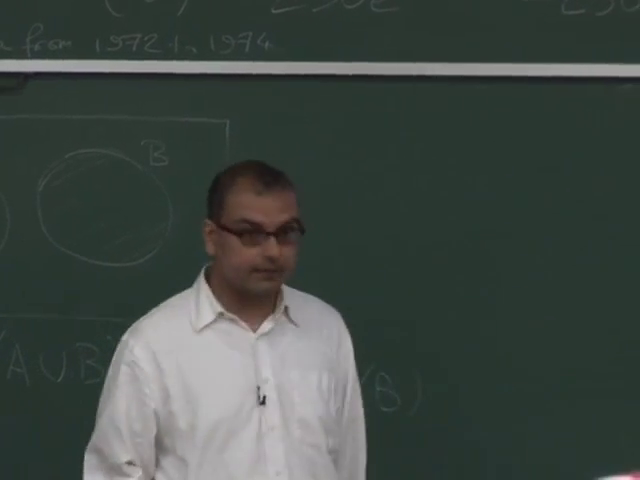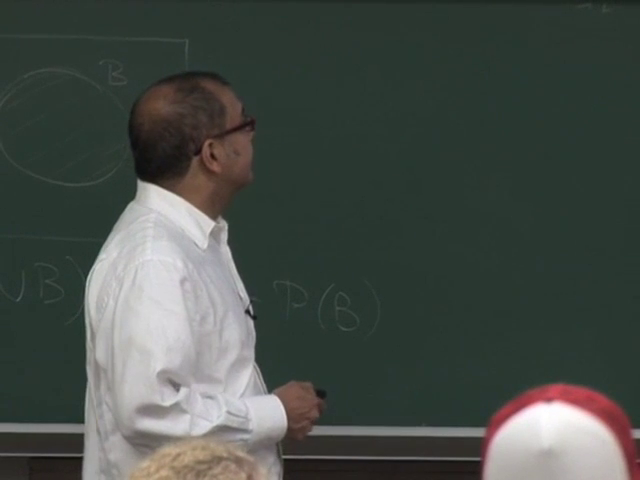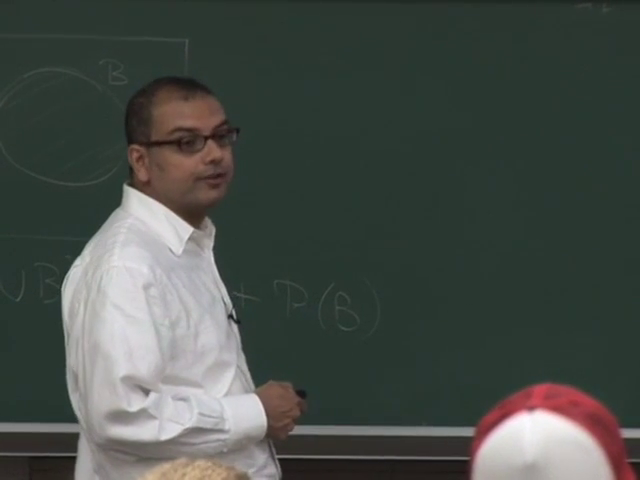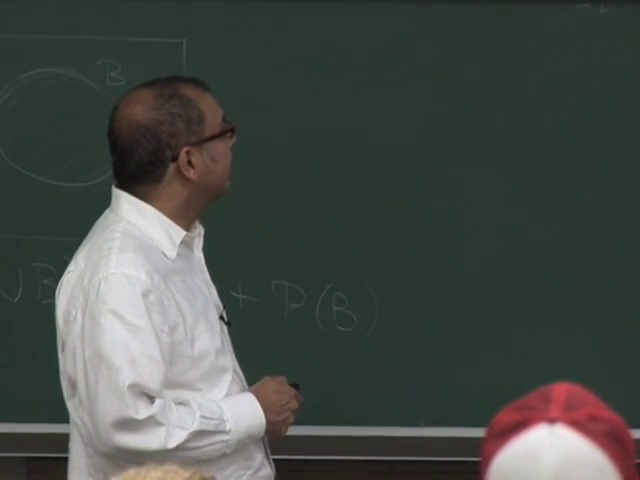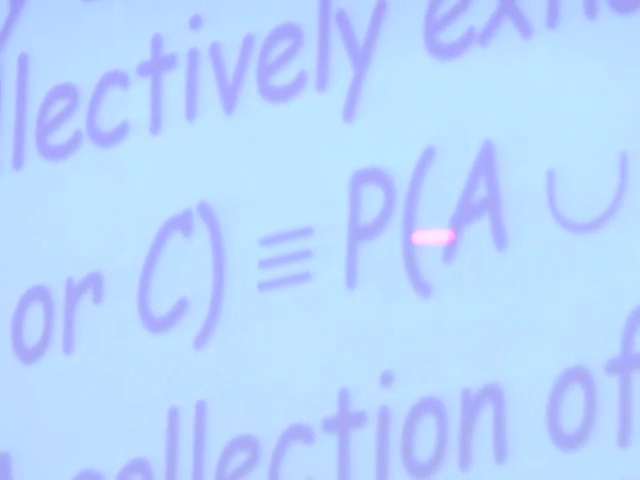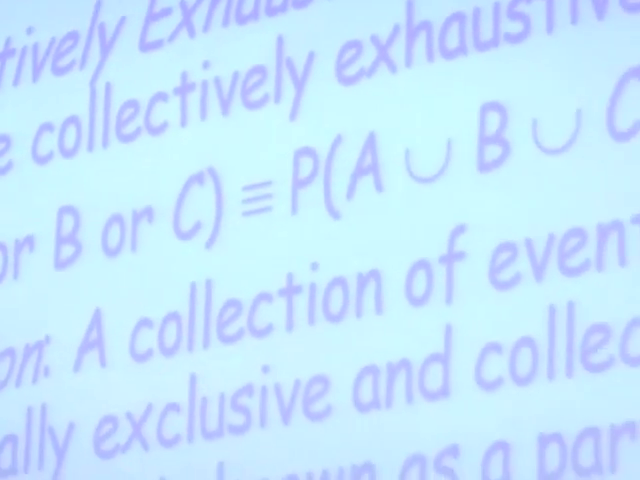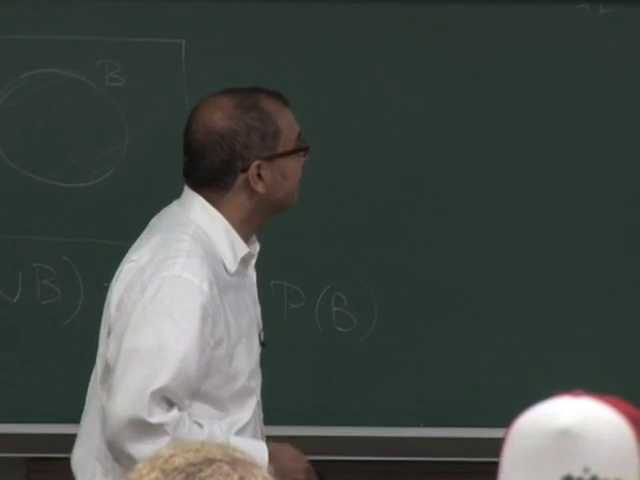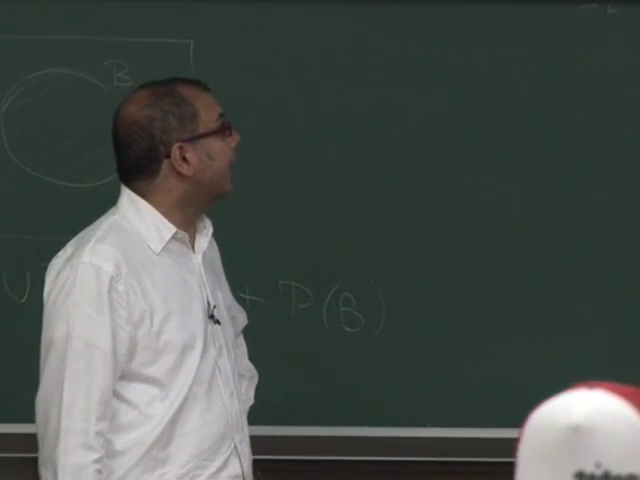Okay, and yes, the three-line symbol means by definition. So that's the probability of A or B or C is by definition the probability of A union B union C. Okay, good question.